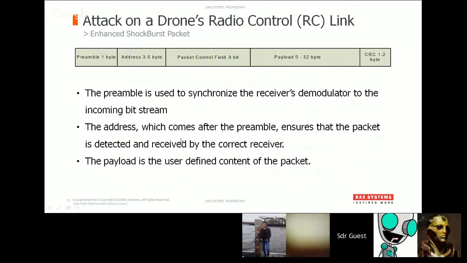So the preamble is used to synchronize the receiver's demodulator to the incoming bit stream, and the preamble is just a series of 0 and 1s. And the address is to ensure the receiver will receive the correct data. And the payload is the information contained in the data package, this error data package.